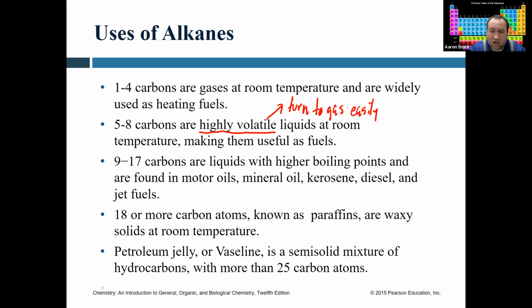At carbon chain length 9 through 17, these are liquids. Also, they have higher boiling points, and so they tend to be a little bit more stable at room temperature, but they are also volatile enough that we can burn them without a whole lot of effort on our parts. And so we find things like motor oil, mineral oil, kerosene, diesel, jet fuel, things that we know burn, but generally require a little bit more energy to actually get the burning process started.